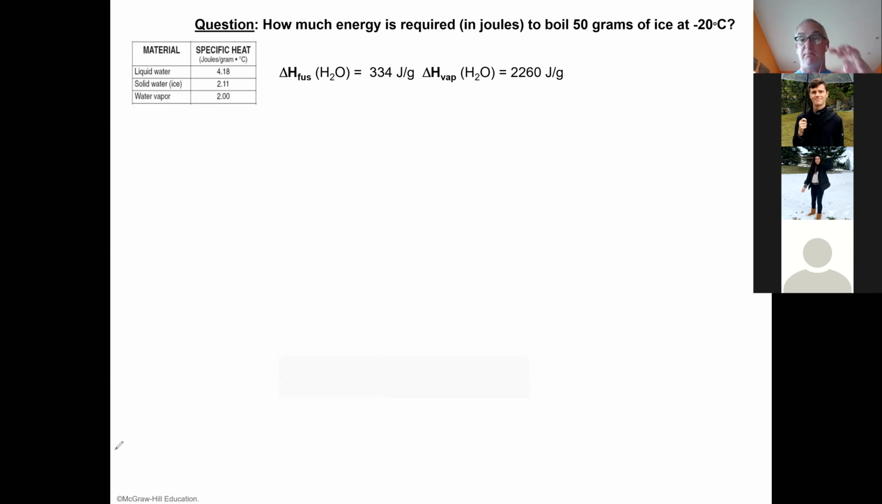So you take an ice cube out, big ice cube. It's a 50 gram ice cube. Maybe it's one of those big clear ones that hipsters put in their drinks. And so you want to convert that to water vapor. How much energy is that going to take?